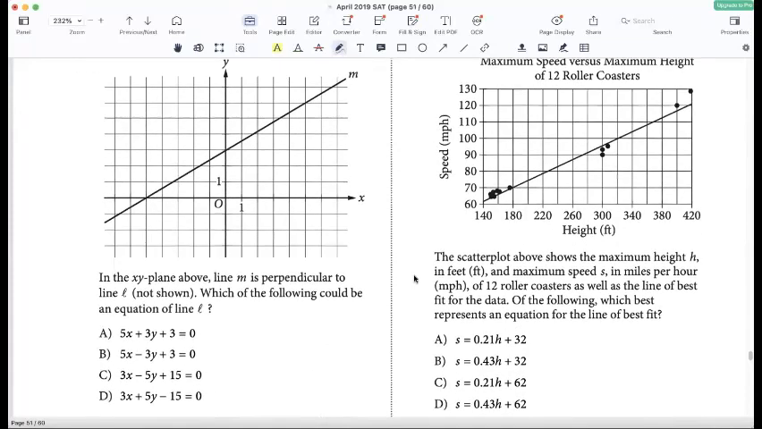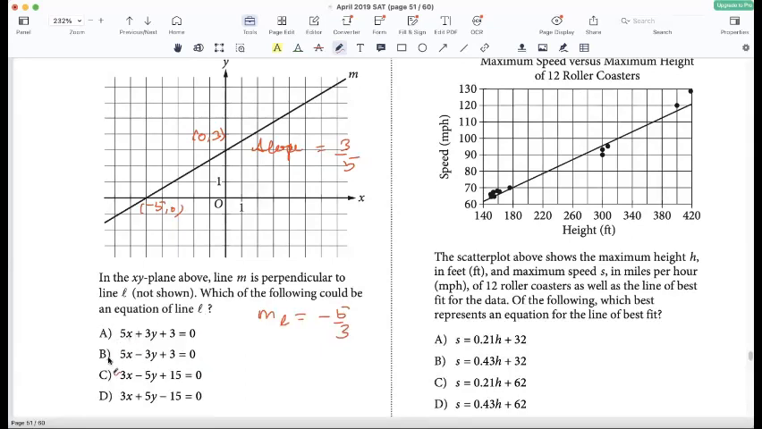In the xy plane above, line M is perpendicular to line L, not shown. Which of the following could be an equation of line L? Okay, so let's first find the slope of line M. So this is 0, 3, and 1, 2, 3, 4, minus 5, 0. So the slope of this line is 3 by 5. So the slope of line L, which is perpendicular, would be negative 5 by 3, because perpendicular line slopes are negative reciprocals of one another.